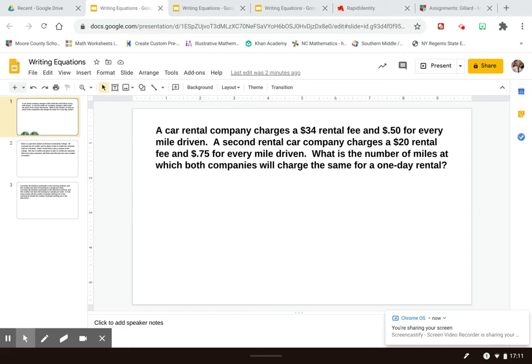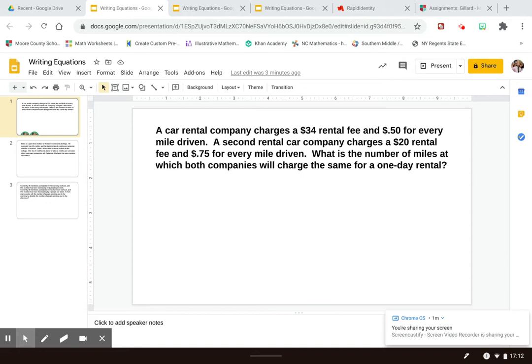So it says here a car rental company charges a $34 rental fee and 50 cents for every mile driven. A second rental car company charges a $20 rental fee and 75 cents for every mile driven. What is the number of miles at which both companies will charge the same for a one-day rental? So, what we need to look at here is the words that we have and how to take those words and write them into an equation.